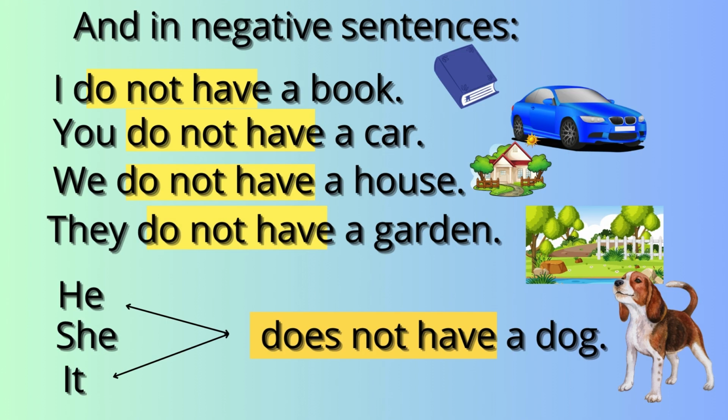And in negative sentences, I do not have a book. You don't have a car. We do not have a house. They don't have a garden. He doesn't have a dog. She doesn't have a dog. It doesn't have a dog.